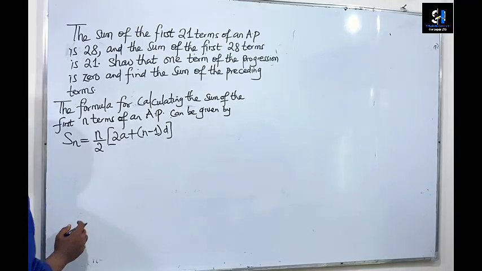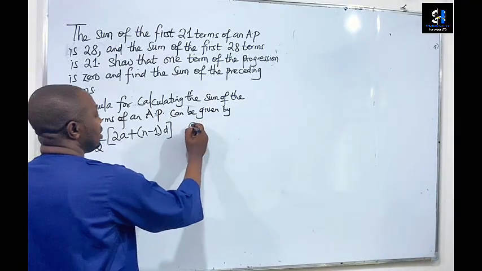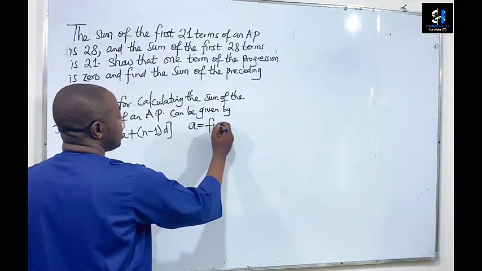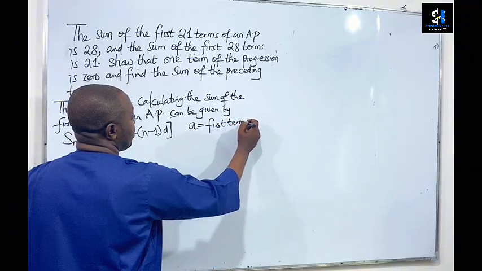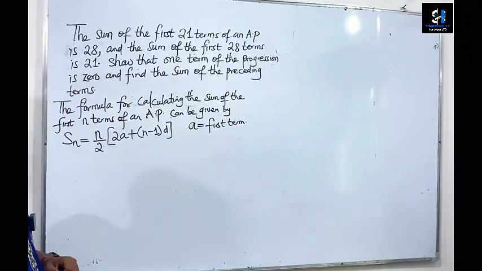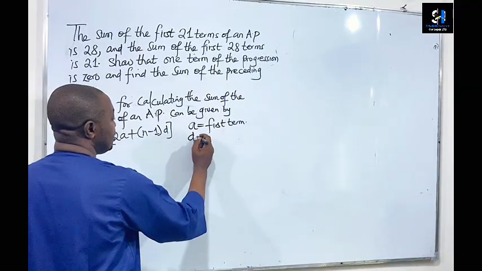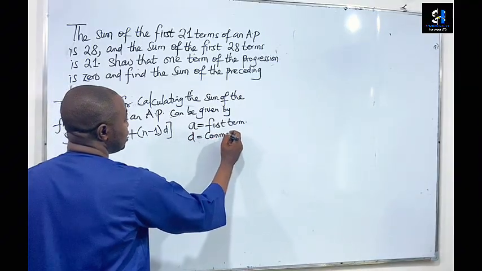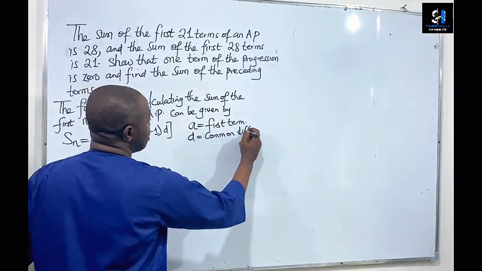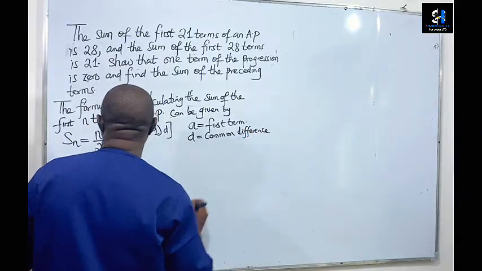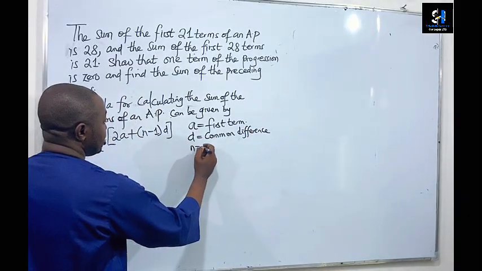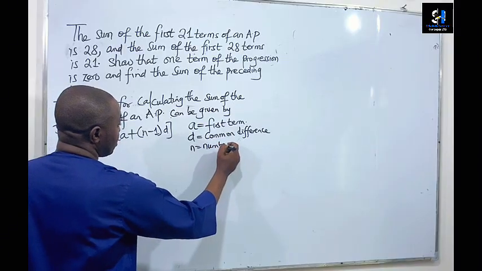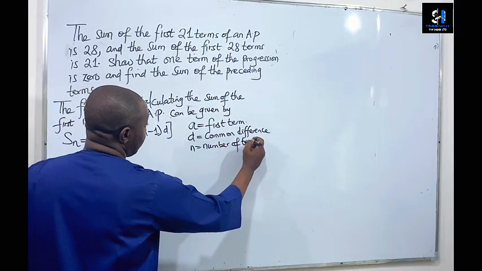Where a is the first term of the arithmetic series, d is the common difference, and n is the number of terms, that is, the term number.